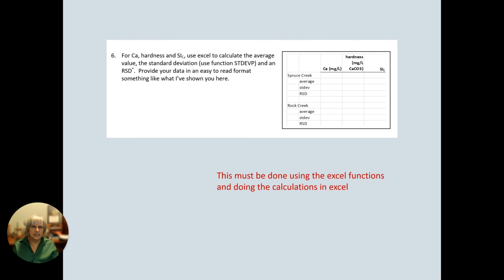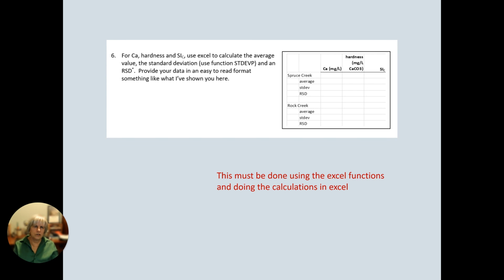The last thing you're going to do here, number 6, is to calculate just some really basic statistics. Again, you're going to use Excel, calculate the average, the standard deviation, and an RSD. RSD is defined on the problem set itself. It's a relative standard deviation. It's just the standard deviation divided by the average multiplied by 100. It allows us to compare numbers when the average values are very, very different because it normalizes out the average.